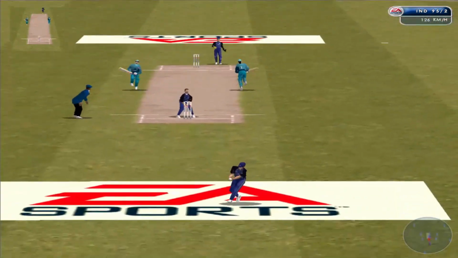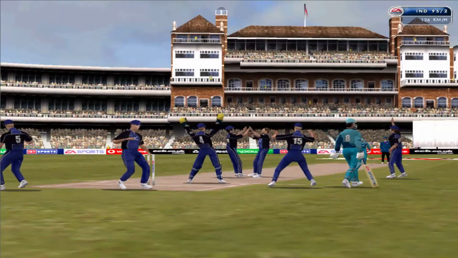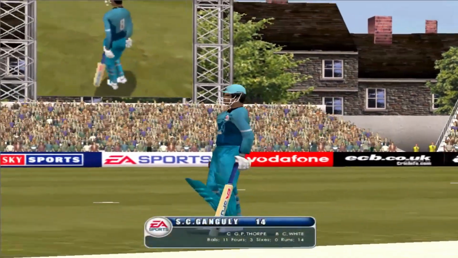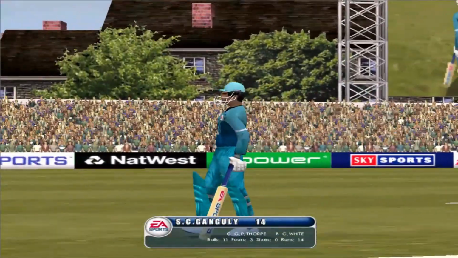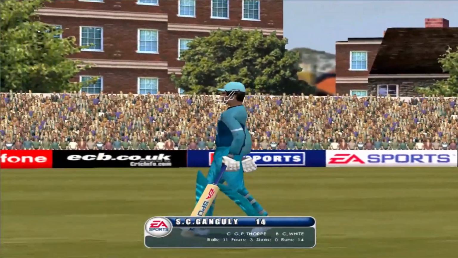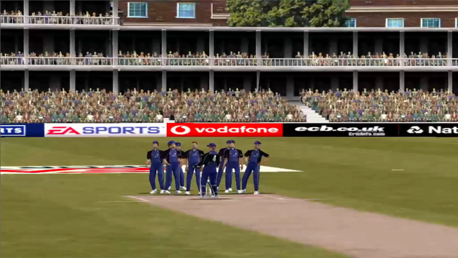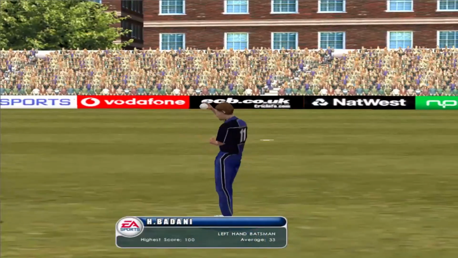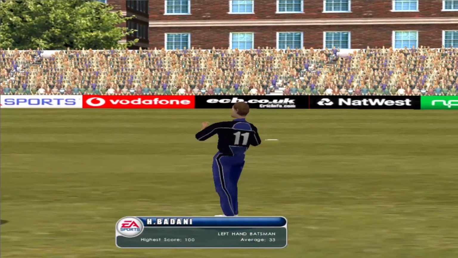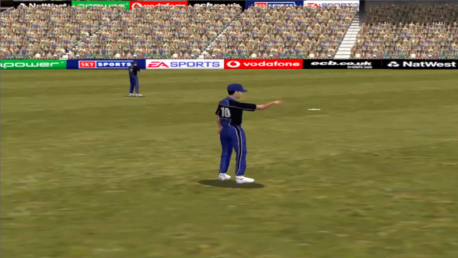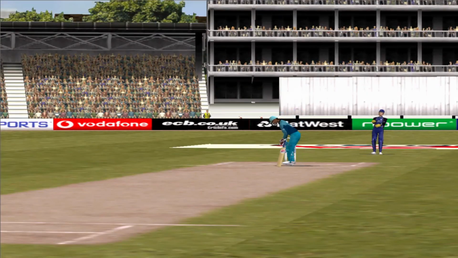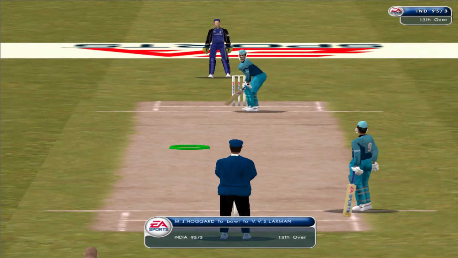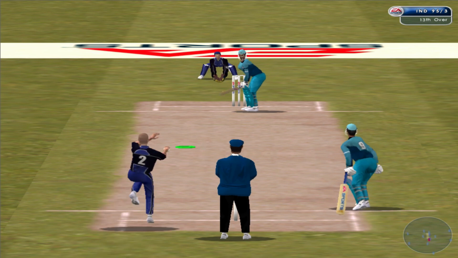That's gone high in the air, and there's a fielder under it. Well held. It must have stung his hands coming down from that height. Ganguly has gone for 14. The new batsman is the left-handed Badani. White gets his first wicket. India are 3 down now for 95. The new batsman won't face for the time being. Now the run rate stands at just over 6 an over.